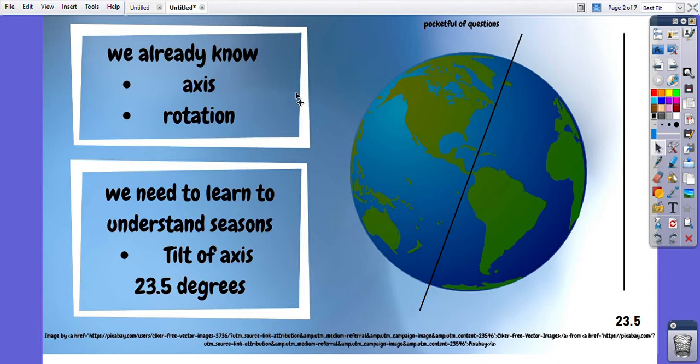Axis is an imaginary line that goes through the center of the Earth. As you can see here, this imaginary line. Rotation is the spinning movement of Earth on its axis.